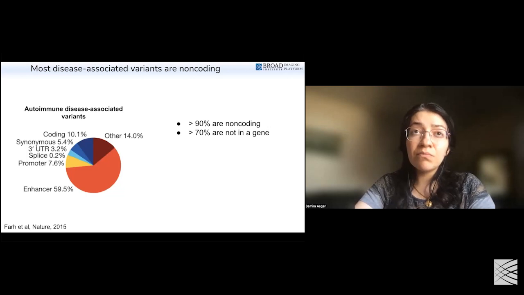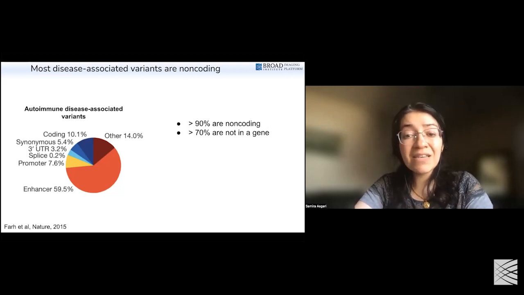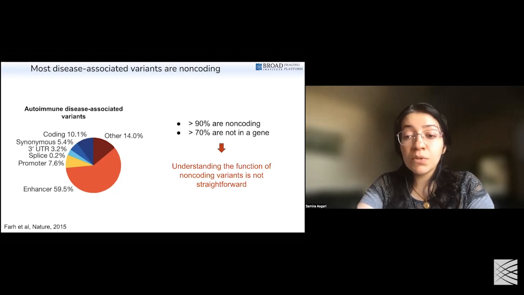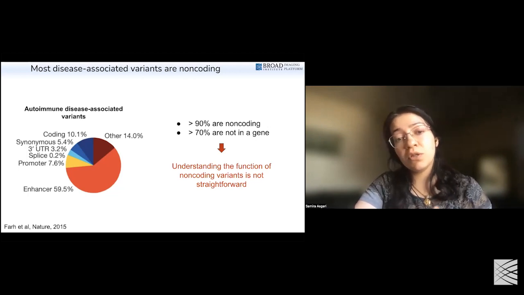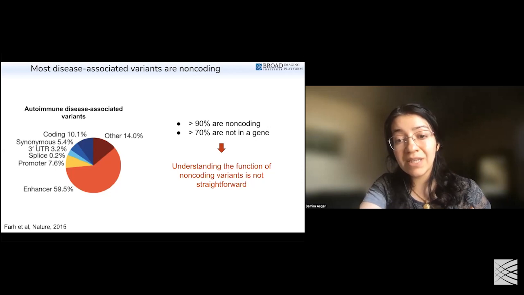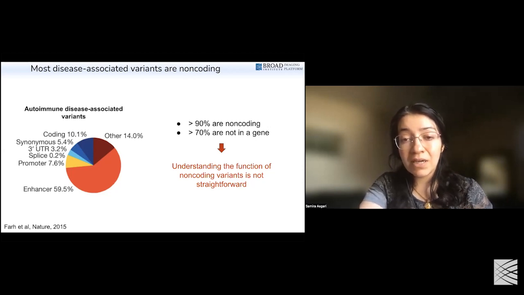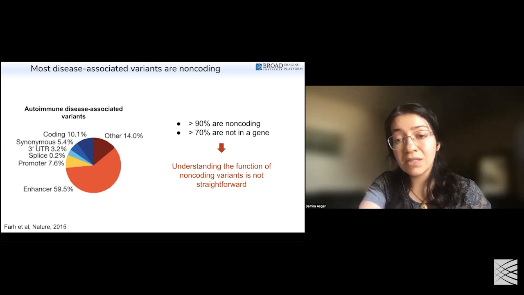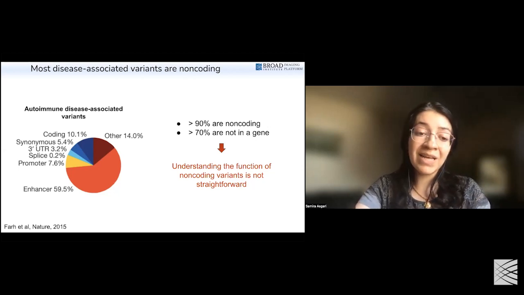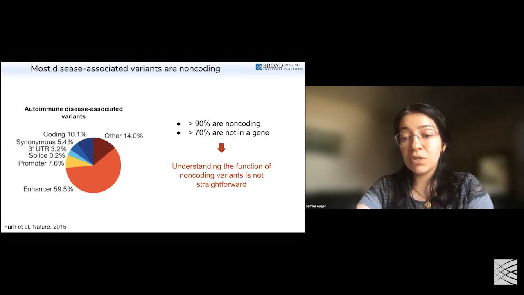And the issue that this causes is, even when a variant is in a gene, and even when a variant does change the protein sequence, it's not always easy to know how it affects disease outcome. This challenge becomes much more complicated and difficult when the variant is not even in a gene. So a major problem right now in the field of human genomics is to understand the function of disease-associated variants in general, but especially non-coding variants, and then understand how this relates to disease outcome.